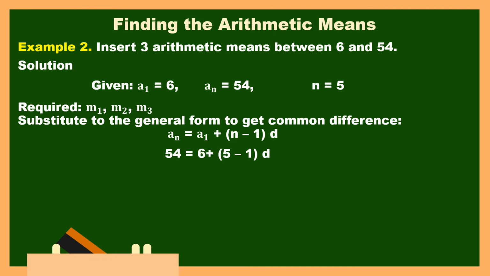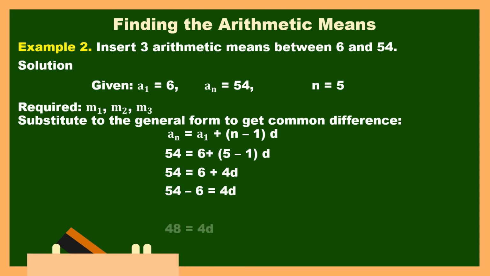Plus yung n dito sa n-1, papalitan na natin ng 5. Kaya siya naging the quantity of 5 minus 1 times d. So, ngayon, i-multiply natin. Magiging 54 equals 6 plus 5 minus 1 is equal to 4 times d. Kaya naging 4d. Since hindi pwedeng i-combine si 6 at 4d, ililipat natin si 6 papunta sa kabilang side. Kaya siya naging 54 minus 6 equals 4d.